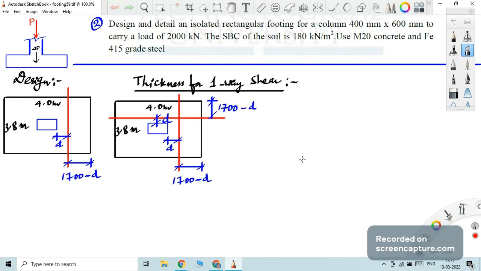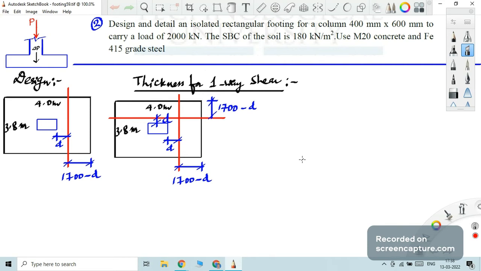Now in one-way shear there are two sections actually. You know that the section is as per the IS clause. We have already discussed in the previous problem. So referring to the clause, you will get the information that from the column face the critical section for one-way shear is at distance d. D is the thickness of the footing. You don't know that, it's a variable.